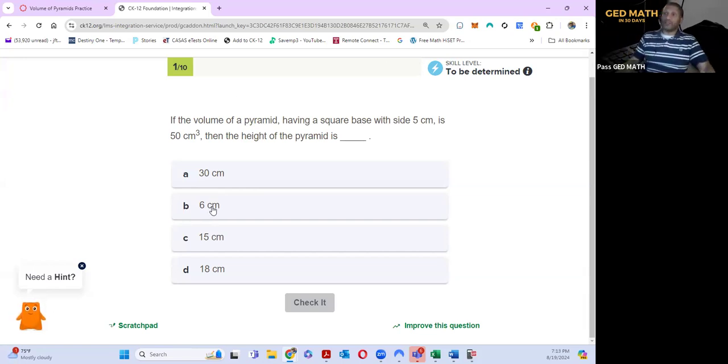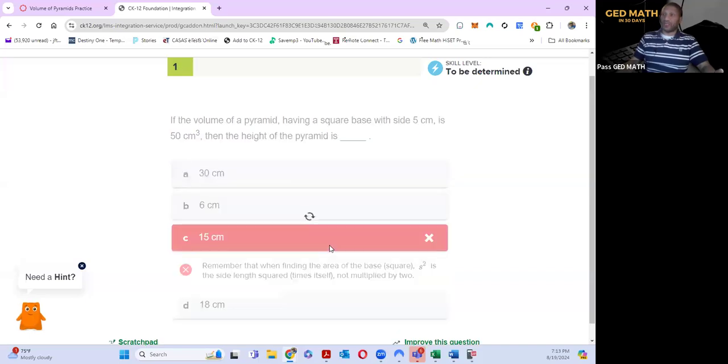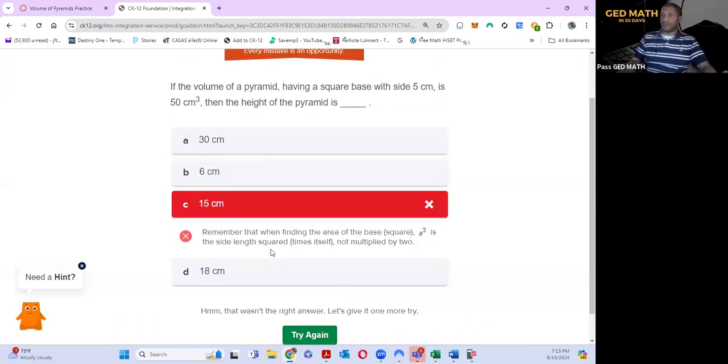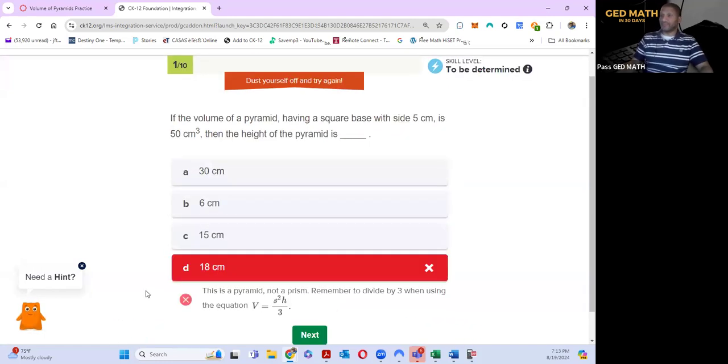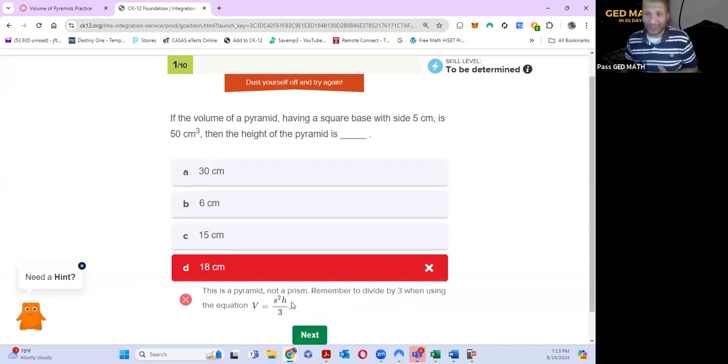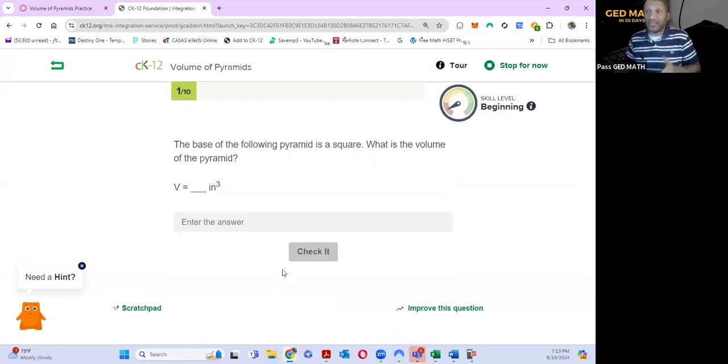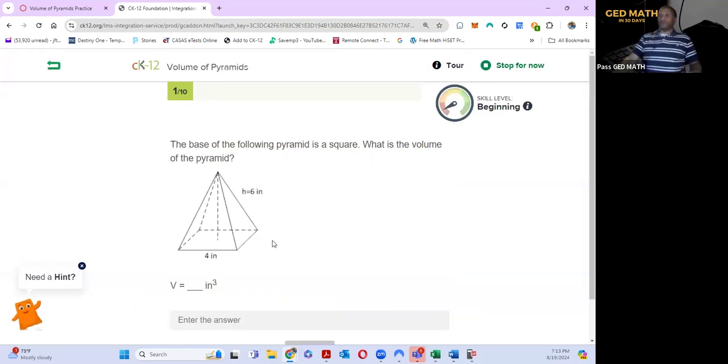Say we put 6, say we get 15, we check it. Look at this. Remember that when finding the area of the base, S squared is the side length times itself, not multiplied by 2. Try again. 18. This is a pyramid, not a prism. Remember to divide by 3 when using the equation. So it's giving you clues if you get it wrong.